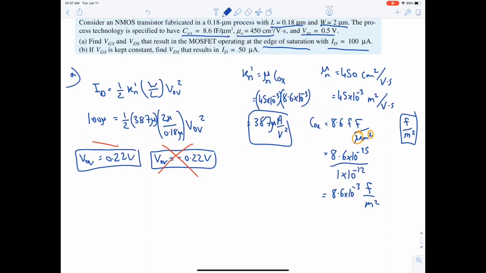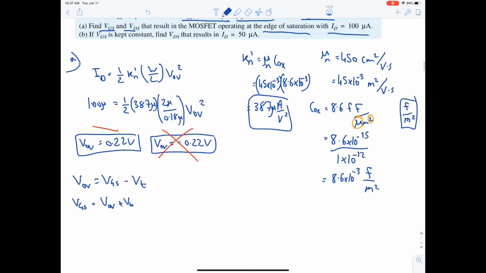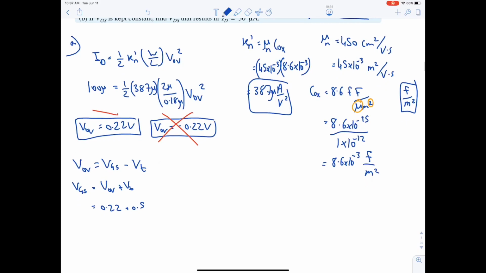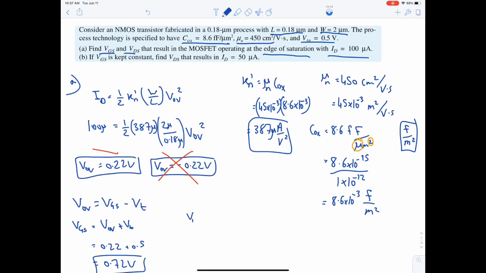Okay, after finding VOV, we need to find VGS and VDS. So VOV is equal to VGS minus VT. VGS is equal to VOV plus VT, which is equal to 0.22 plus 0.5, yes, equal to 0.72 volt. Okay, after finding VGS, we need to find VDS, and because we are in edge of saturation, VDS is equal to VOV, which is equal to 0.22 volt.